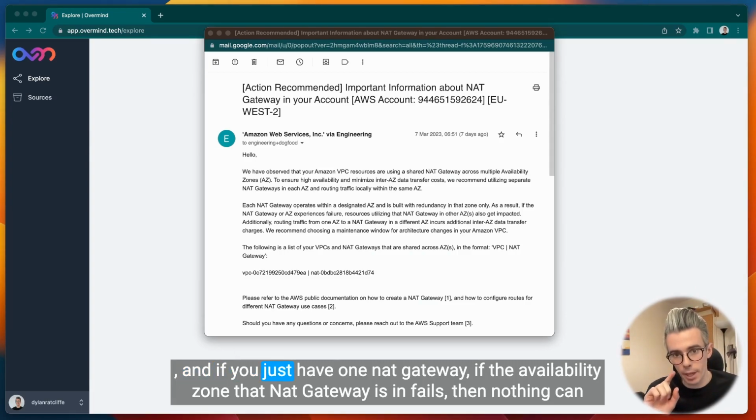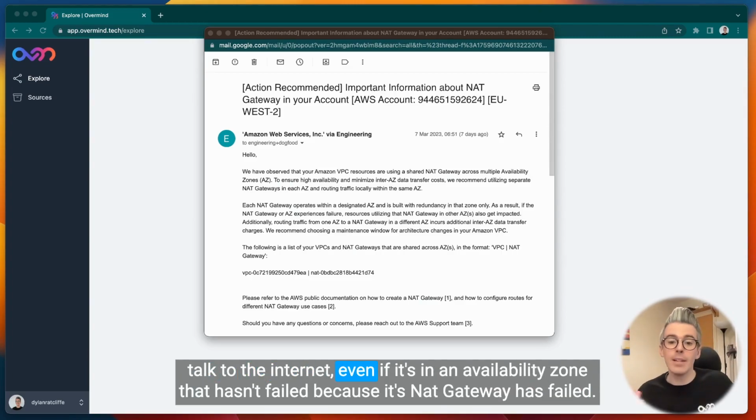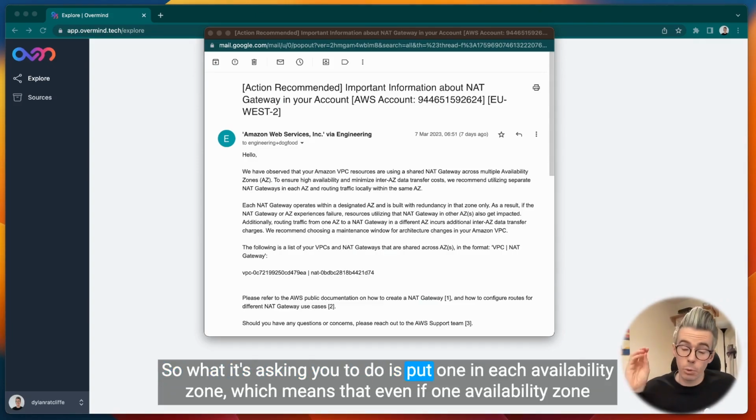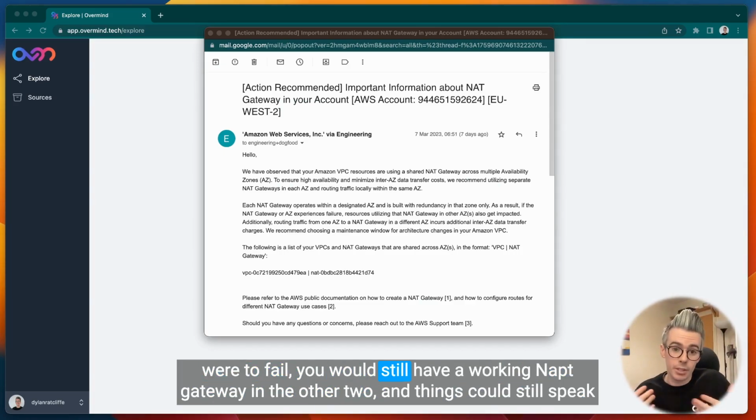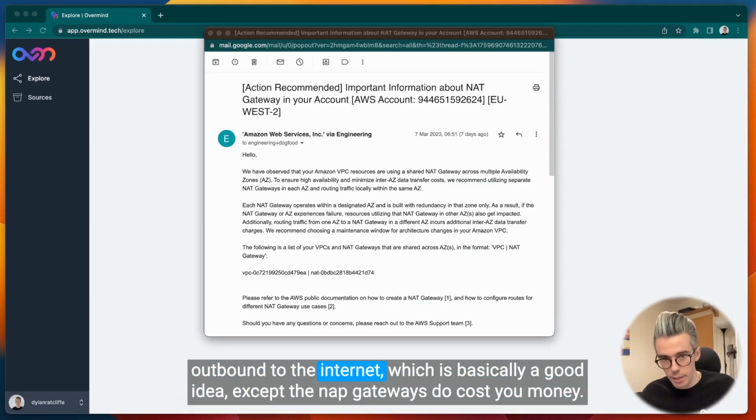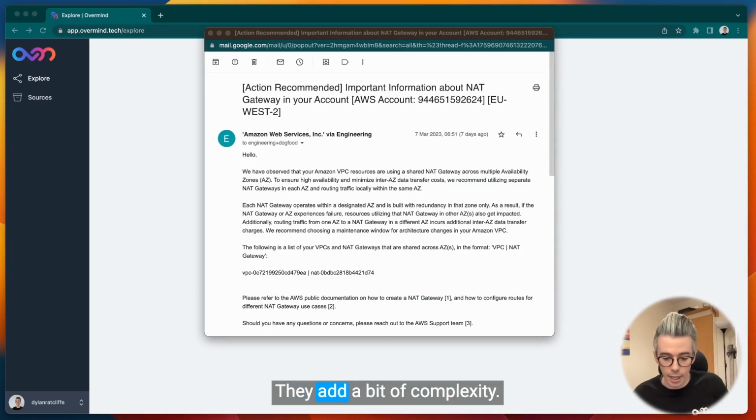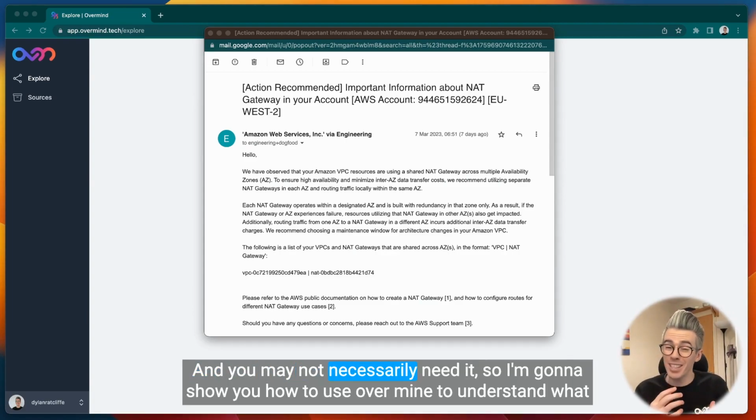And if you just have one NAT gateway, and the availability zone that NAT gateway is in fails, then nothing can talk to the internet, even if it's in an availability zone that hasn't failed, because its NAT gateway has failed. So it's asking you to put one in each availability zone, which means that even if one availability zone were to fail, you would still have a working NAT gateway in the other two, and things could still speak outbound to the internet. That's basically a good idea, except the NAT gateways do cost you money. They add a bit of complexity, and you may not necessarily need it.